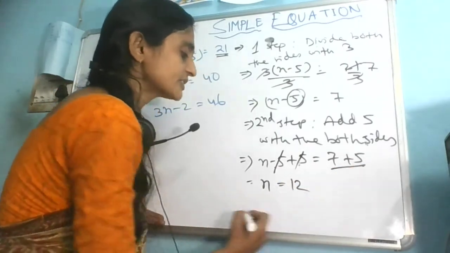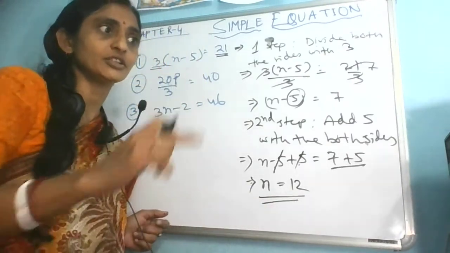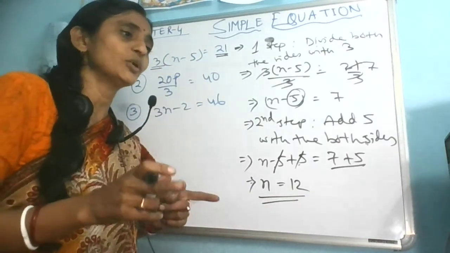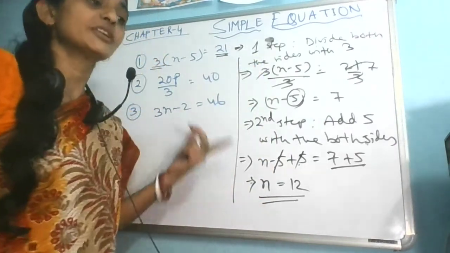What will you get in this case? You will get 12. So what is the ultimate value of n you have got in this equation? Yes, n is equal to 12. So in this way you can solve one equation. So the first example is over.